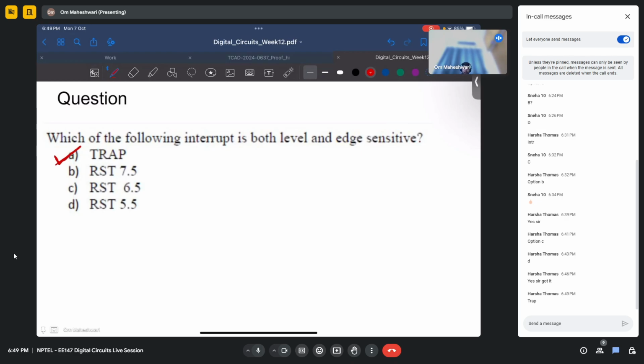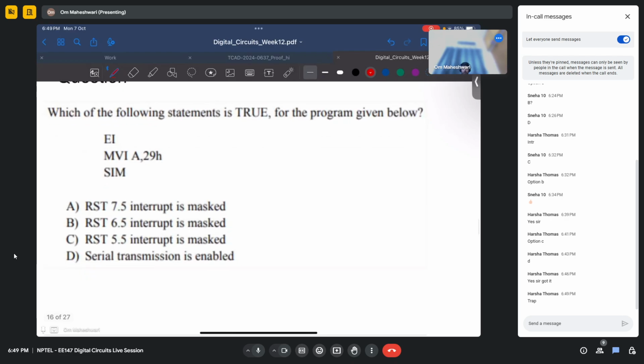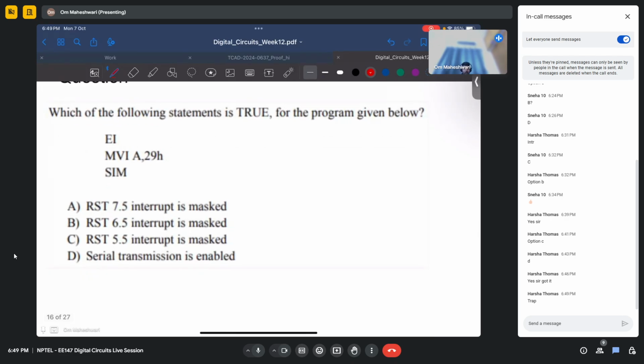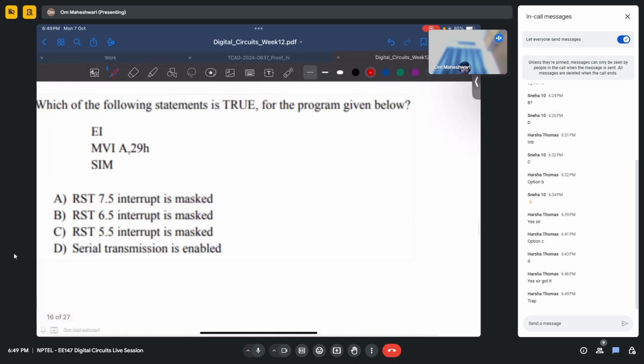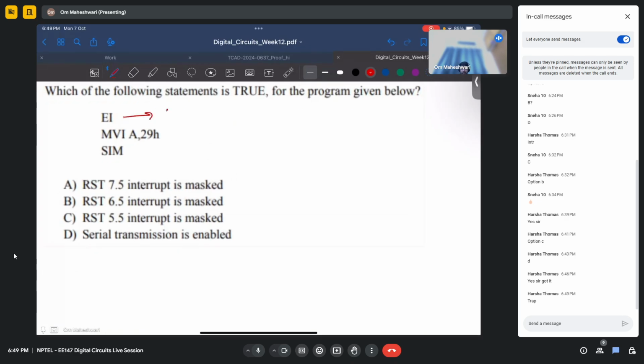Okay, next one. Which of the following statements is true for the program given below? You have some commands here. The first command is EI, enable interrupt, which means that once you have written EI in your program code, for the rest of your code, if any interrupt comes, you will acknowledge it. It will not be masked. Then MVI A, 29H: you are sending 29H data to the accumulator.